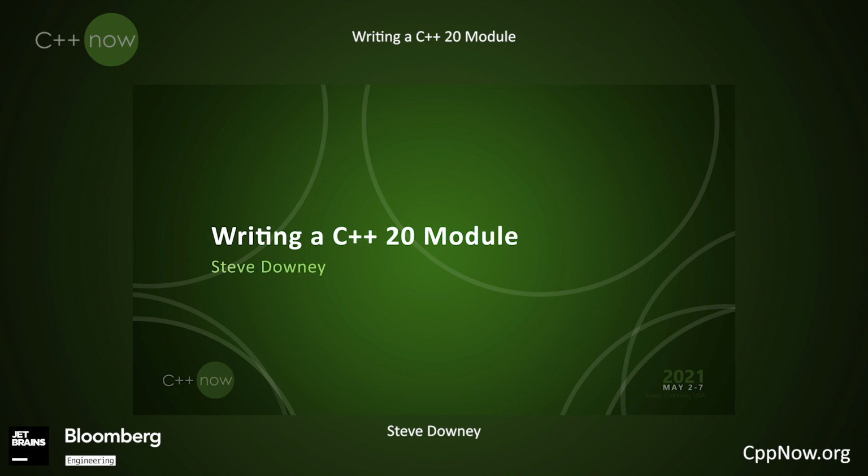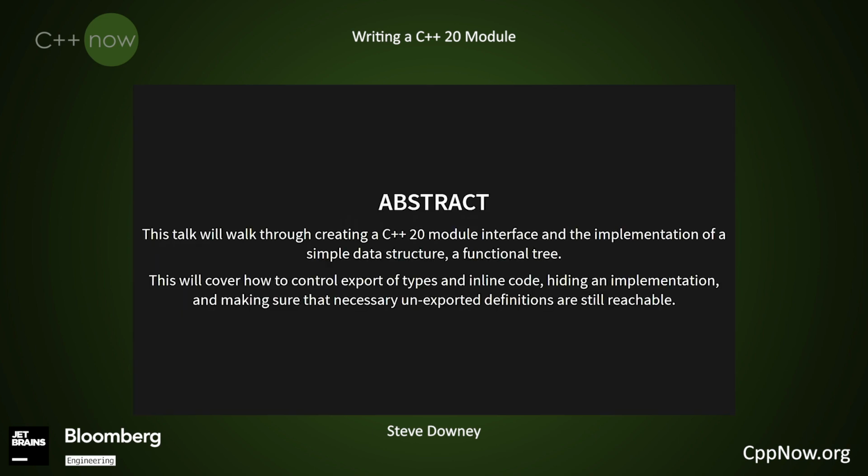So what we're going to be discussing is writing a C++20 module, taking some existing code and modularizing it. I'm going to walk through creating a C++20 module interface. We're going to be taking the implementation of a data structure I already have, a functional tree. We'll be covering how to export the types necessary for the customers of the module, code to inline, hiding implementations, and making sure that anything that's not exported is still reachable.